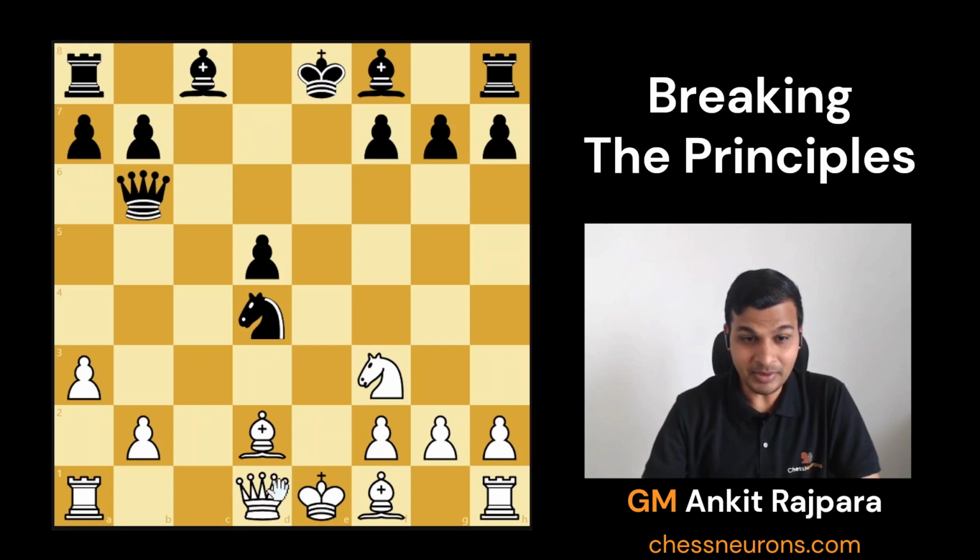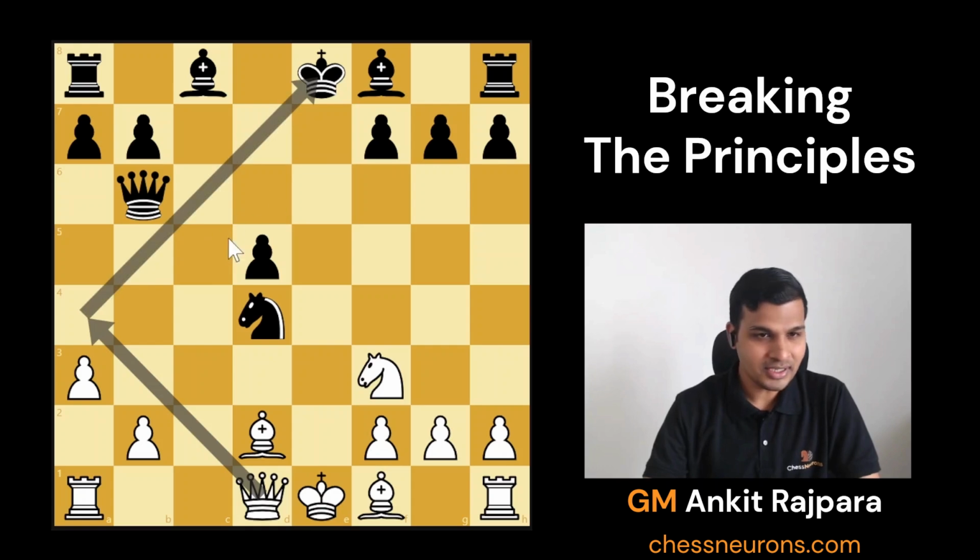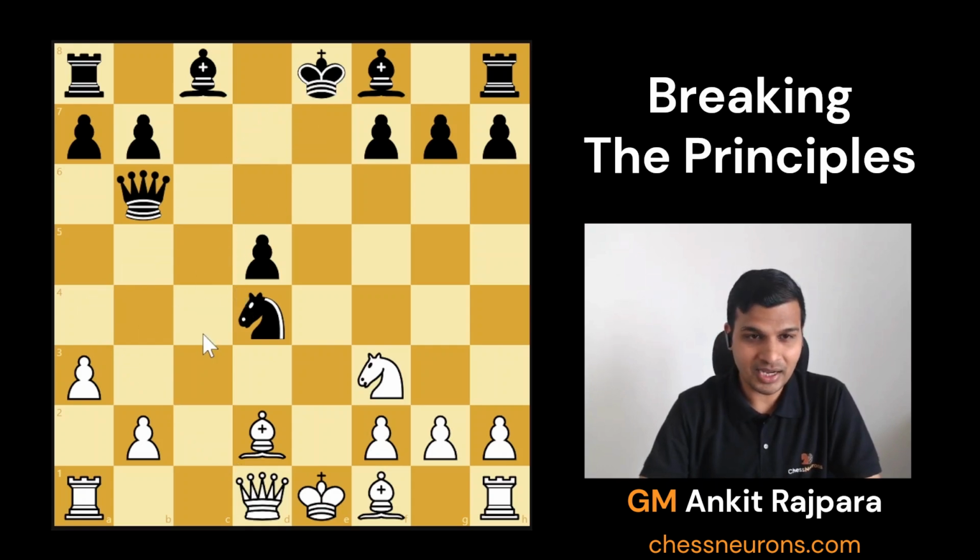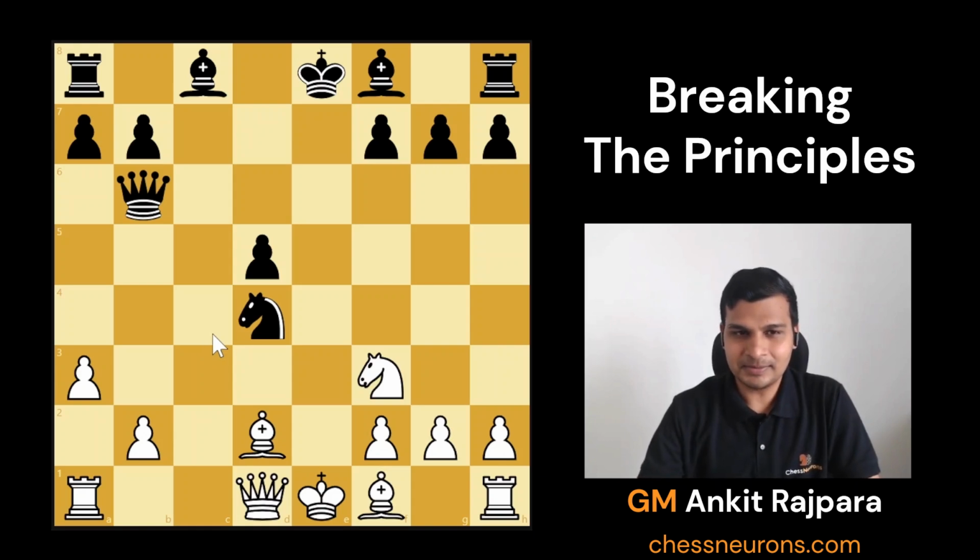queen a4 check. What's the idea behind queen a4 check? So, of course, we are giving a check and we are attacking this knight. So, we are basically improving our queen's position with a tempo. So, seems good. Of course, we are not winning a piece in that position because black can play knight c6 and block that.